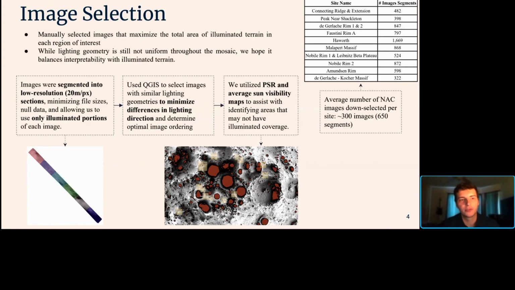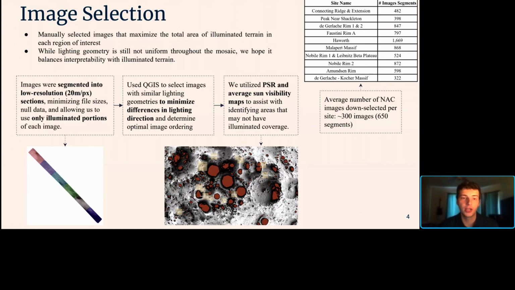So for image selection, we chose to manually select images to maximize the total area of illuminated terrain, as opposed to more automated methods that sometimes create more misleading morphologies. And while the lighting geometry is still not uniform throughout the mosaic, we hope it balances interpretability with illuminated terrain. The images were segmented into low-resolution sections to minimize file sizes and null data and allow us to only use illuminated portions for each image.